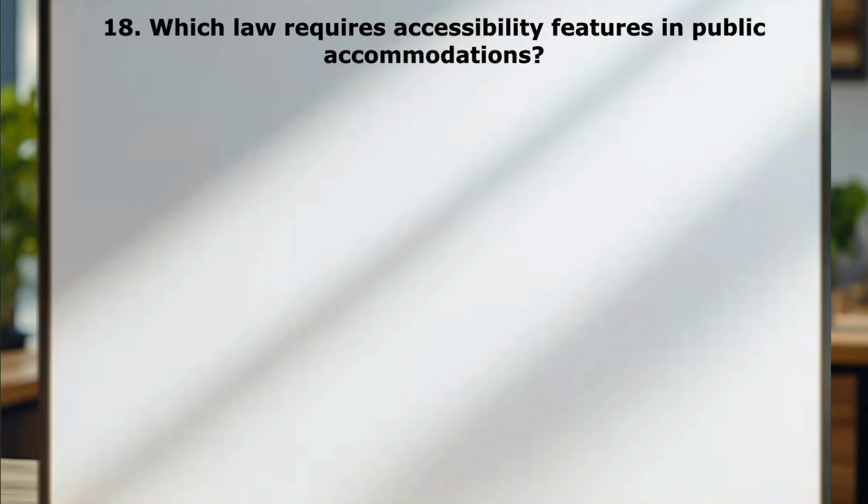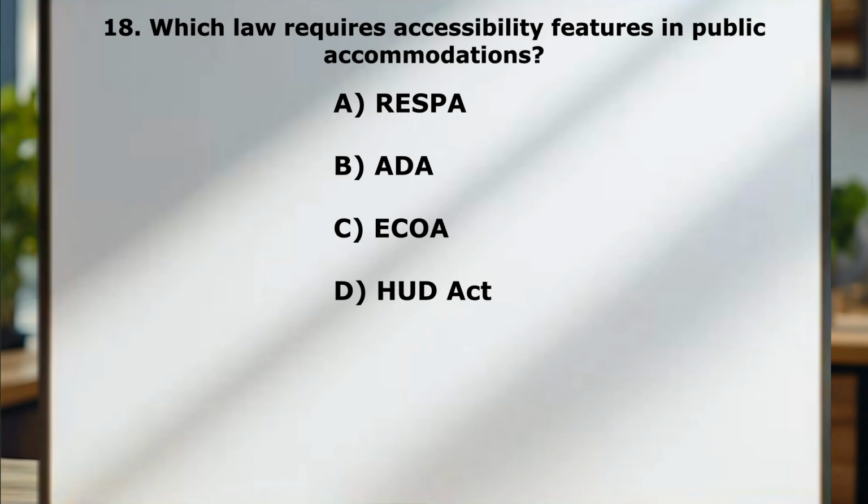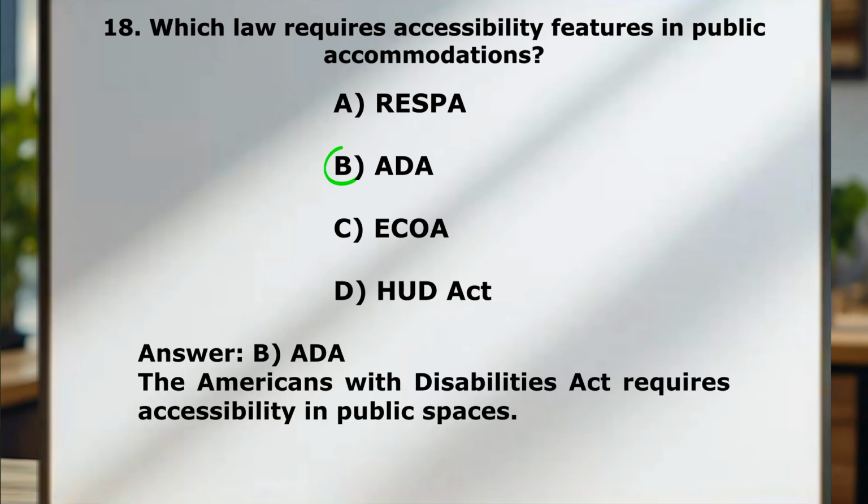Question number 18, which law requires accessibility features in public accommodations? A, RESPA, B, ADA, C, ECOA, D, the HUD Act. Correct answer here is B, ADA. The Americans with Disabilities Act requires accessibility for everyone in public spaces.